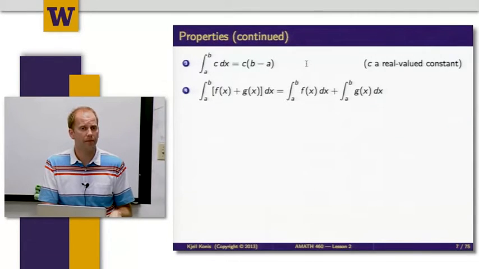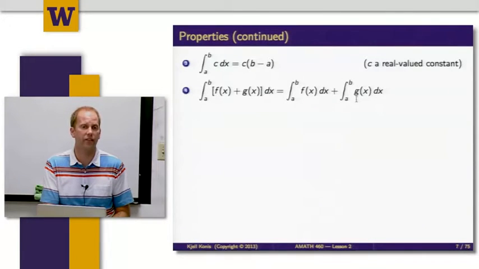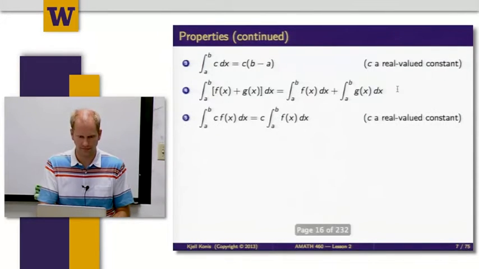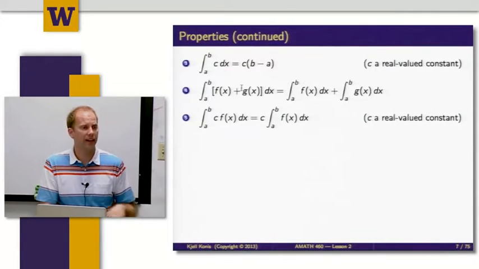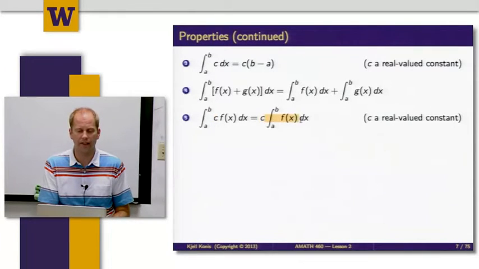And then like for the derivative, we also have a linearity property for integration. So the integral from a to b of a function that's equal to two simpler functions added together is just the integral of the first function plus the integral of the second function. Similarly, I can scale it. So if I have an integral of a function f of x times a real valued constant c, then the answer to that is just c times the value of the integral.